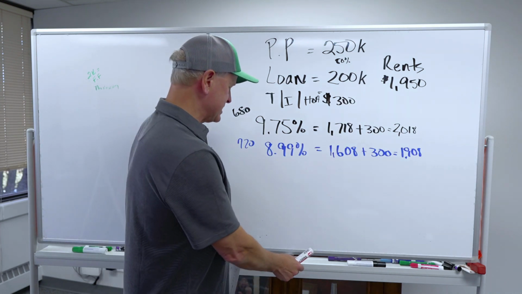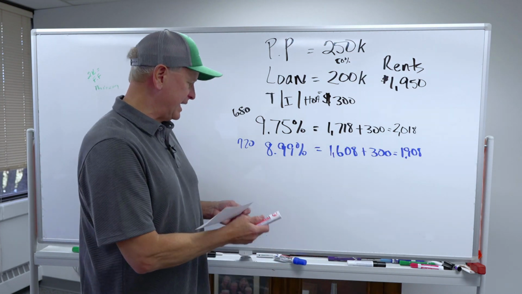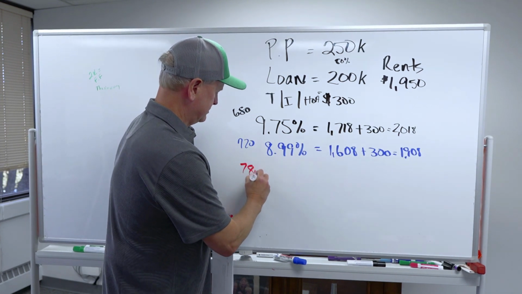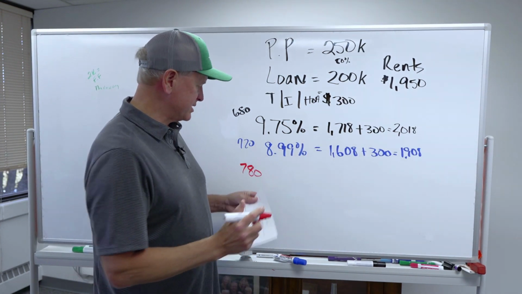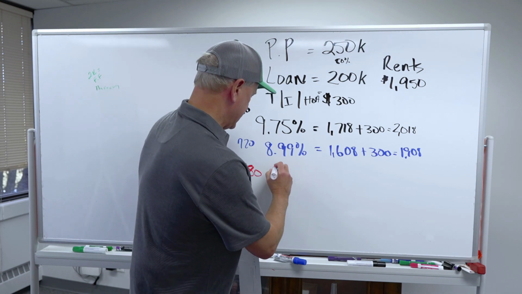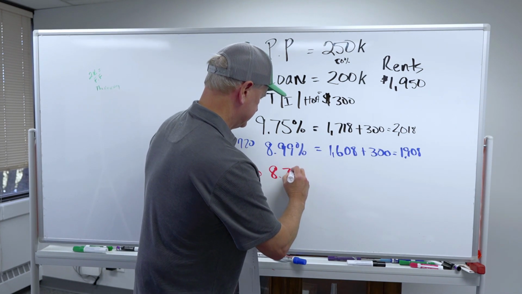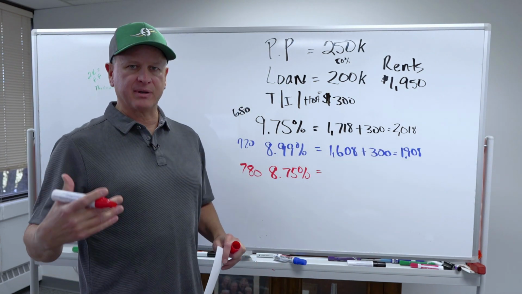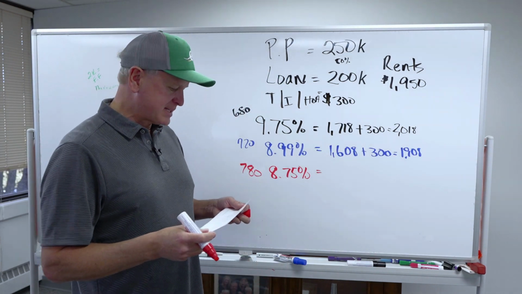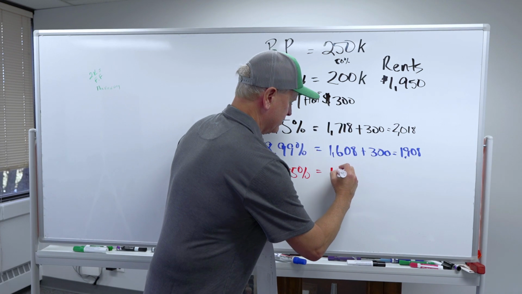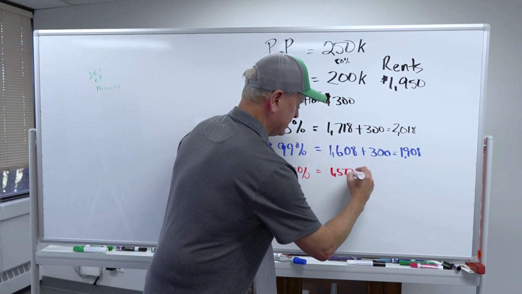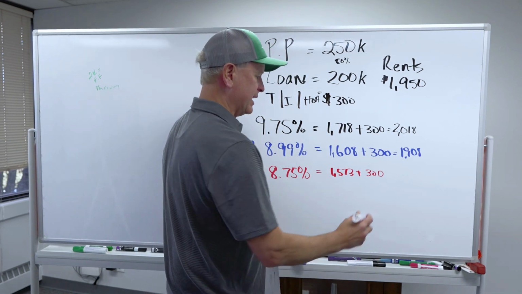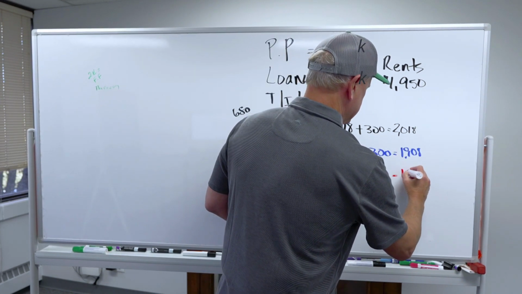Let's say in this case, someone either has a 780 credit score or rates go down to not even that much, but 8.75. We want to look at realistic things that are happening in this market. Your payments now go down to $1,573 plus your taxes and insurance HOA. Now you're at $1,873.